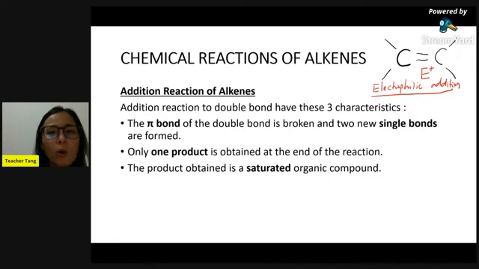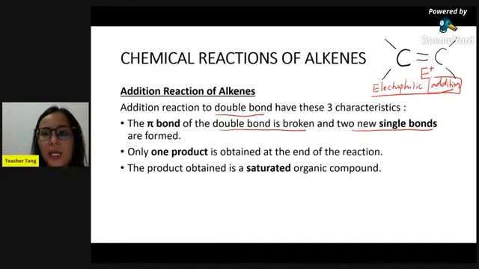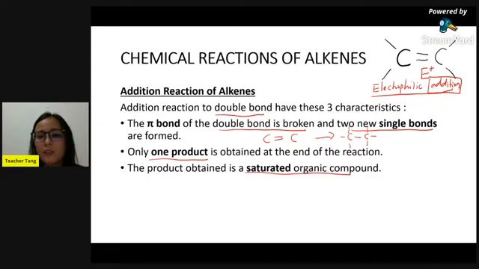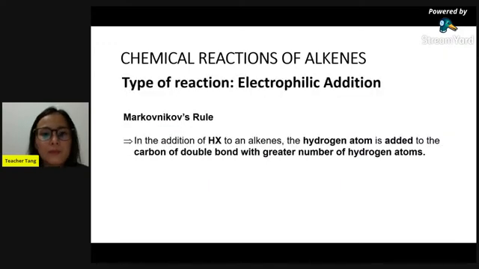So alkene, the functional group is the carbon-carbon double bond, which is electron rich. During the reaction, the carbon-carbon double bond can be broken into a single bond, so that's why it is an addition type of reaction. One product will be obtained at the end of the reaction, and the product will be a saturated organic compound. For electrophilic addition of alkene, basically it will follow Markovnikov's rule. So tonight we are going to look at Markovnikov's rule.